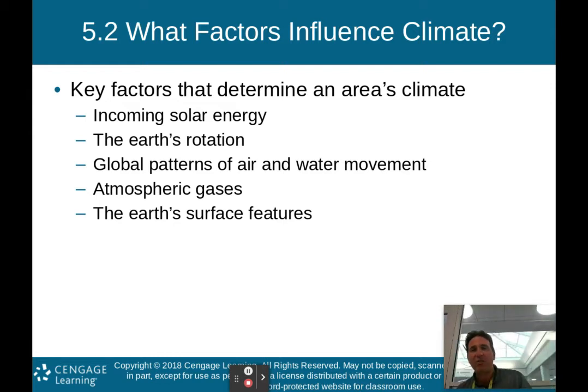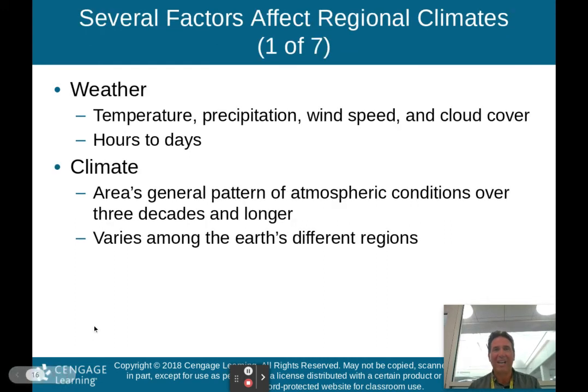So key factors that determine an area's climate: incoming solar energy, which is basically how much energy is coming down from the sun, the Earth's rotation, global patterns of air and water movement, atmospheric gases, and the Earth's surface features. And once again, this is kind of the executive summary. We're going to go in and talk about all these in a bit more detail over the next couple of slides.